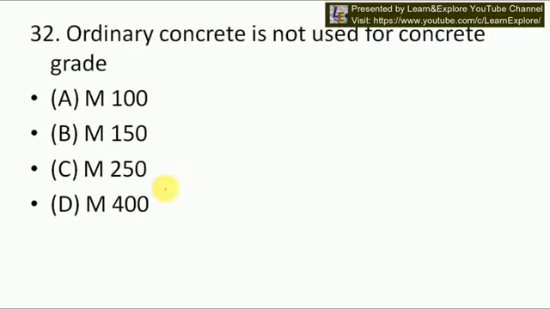Next question. Ordinary concrete is not used for concrete grade M100, M150, M250 and M400. So our answer will be D, M400. So ordinary concrete is not used in concrete grade of M400.